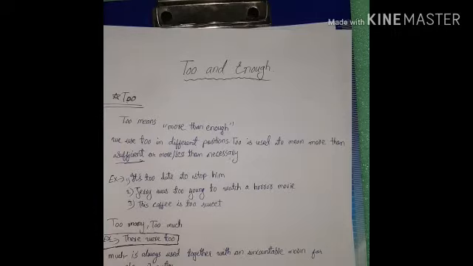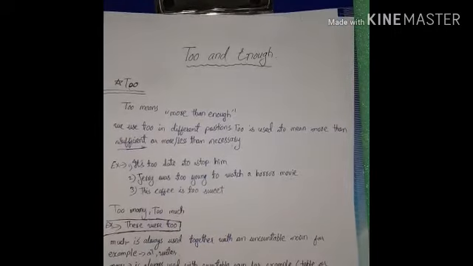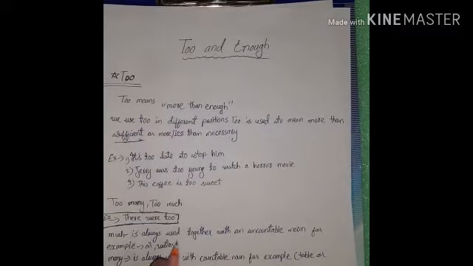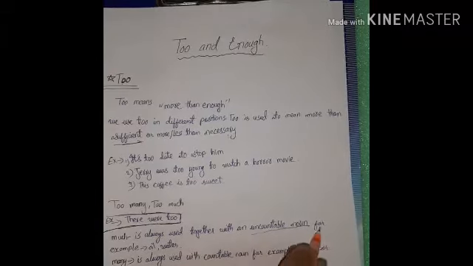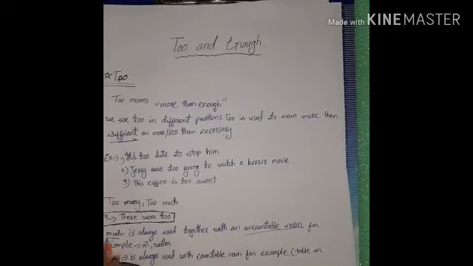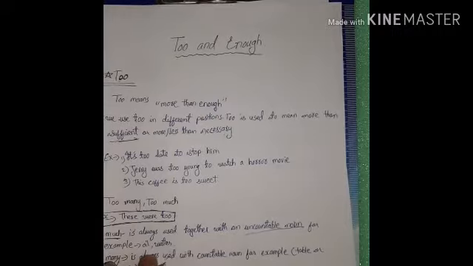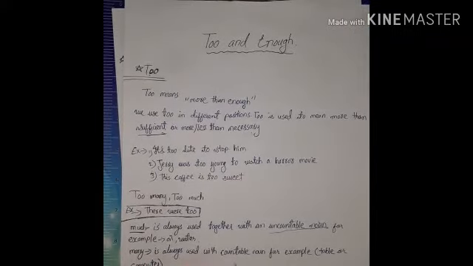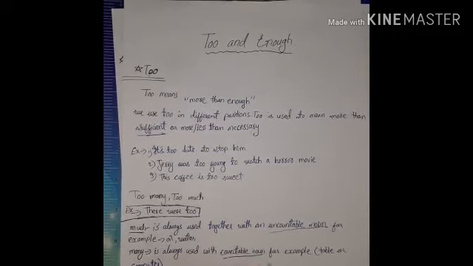We can also use "too" with "much" and with "many". So "much" is always used together with an uncountable noun. For example, oil, water, milk, like this, nouns we use with "much". And we use "many" with countable nouns. For example, table, computer, box, pen, pencil, anything.